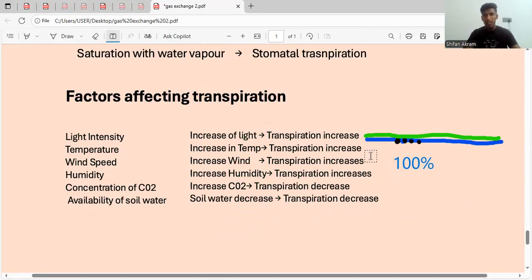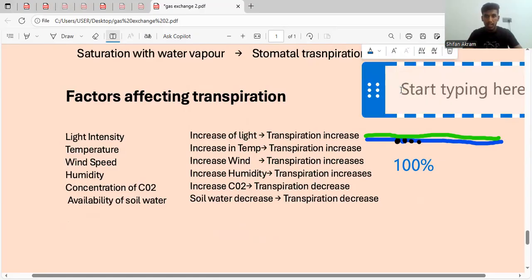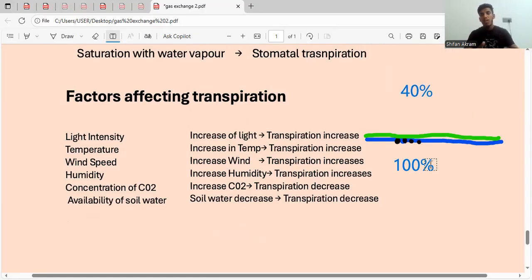Let me write it down. But the humidity in the outside air is 40%, which means there is very little water vapor in the outside air. So let me add that also, 40%. Now, because the inside of the leaf has a very high water potential, there is a very steep concentration gradient. Because of this, more water is lost from the plant. But because of this surface layer formed by water vapor, we call it a shell formed by the stomata, this steep gradient decreases.